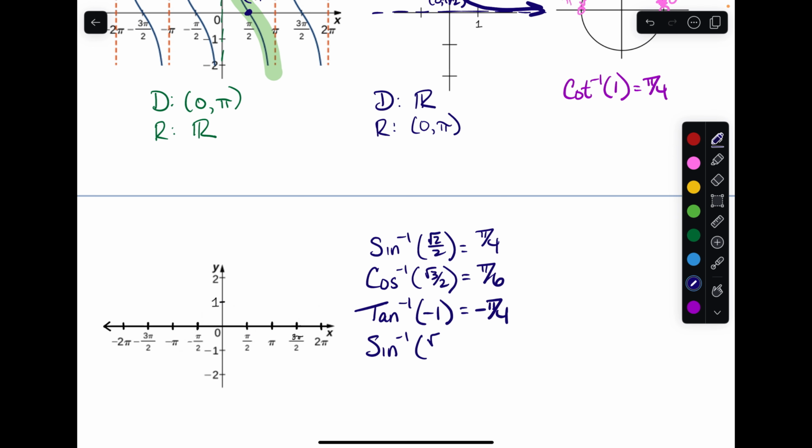Where is sine negative root 3 over 2? Inverse sine of negative root 3 over 2. Again, you're looking at quadrants 1 and 4. It's down in quadrant 4. Sine is positive root 3 over 2 at positive pi over 6. So this answer is going to be, oh, just kidding. No. There we go. Negative pi over 3.